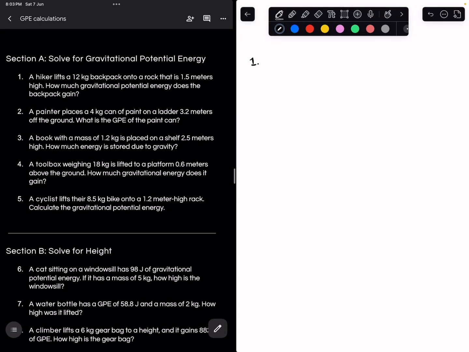Kia ora, Year 11s. By the end of this tutorial, my goal for you is that you'll be comfortable with calculations to do with gravitational potential energy.